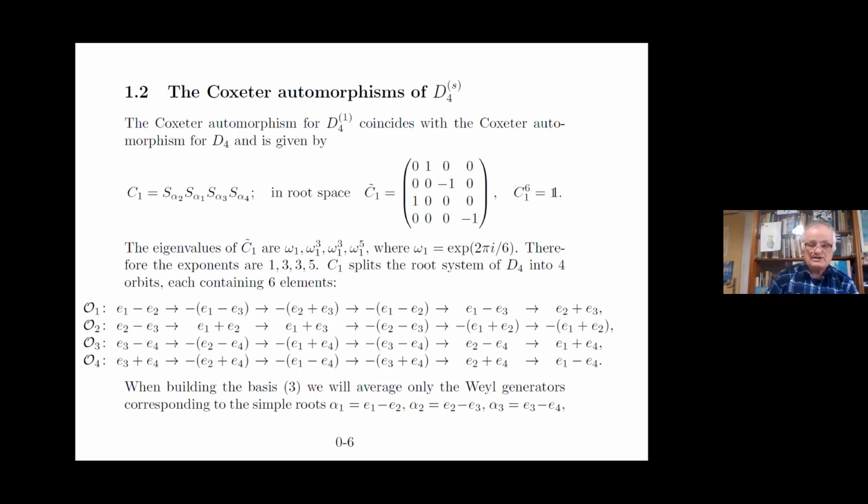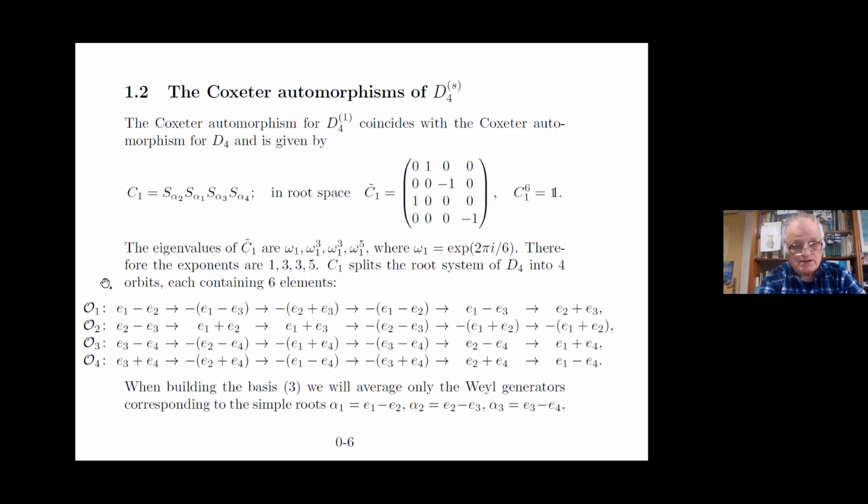Okay, let's do it one by one. So we start with the Coxeter automorphism, which is an element of the Weyl group. And when considered as action on the space of roots, it has this form, a 4 by 4 matrix, and it's easy to check that C1 to the power 6 is equal to 1.